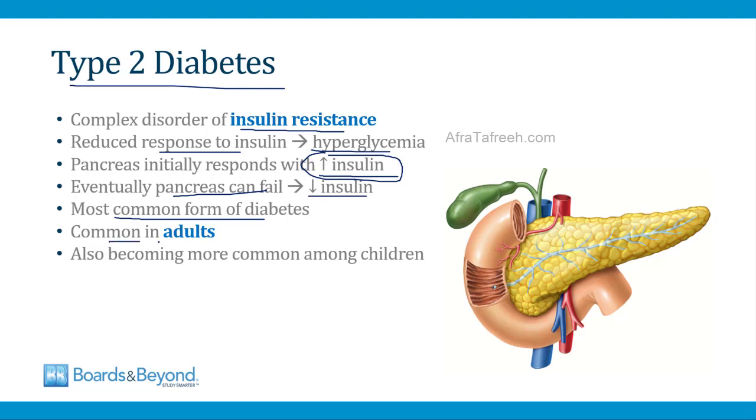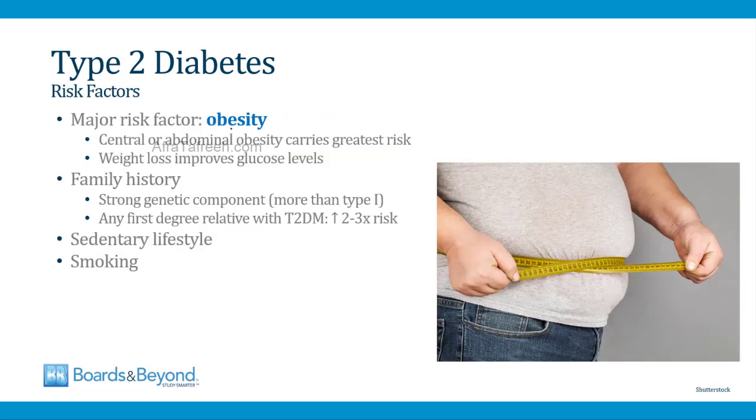And type 2 diabetes is the more common form of diabetes. It's common among adults. In fact, it used to be called adult onset diabetes, although this term isn't used much anymore because type 2 diabetes is beginning to become more common among children in addition to adults. The major risk factor for type 2 diabetes is obesity, especially central or abdominal obesity. This carries the greatest risk of development of type 2 diabetes. And when patients have type 2 diabetes, if they lose weight, their glucose levels will get better and their hyperglycemia will improve.